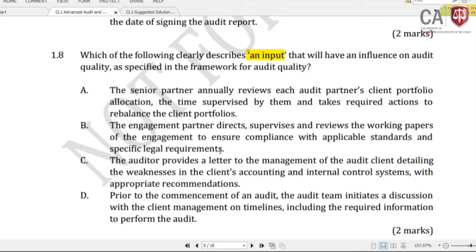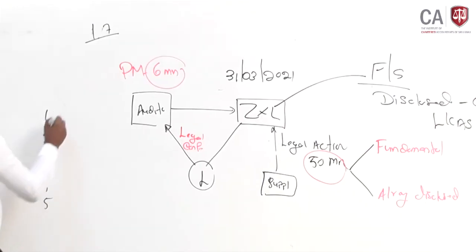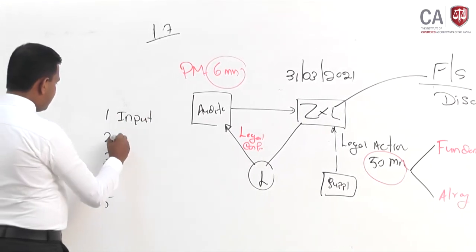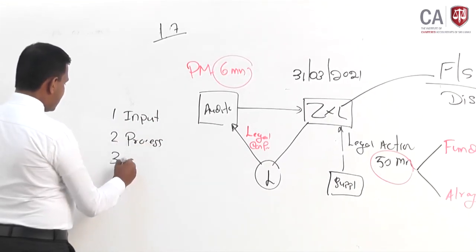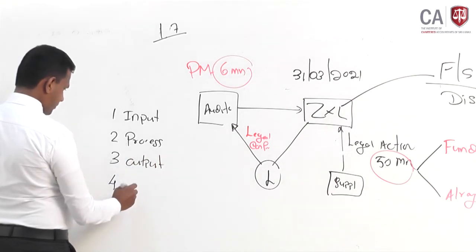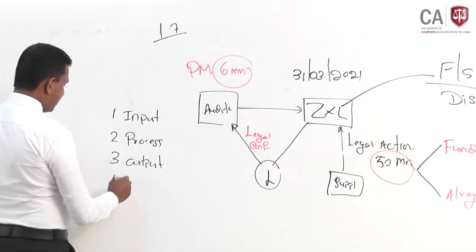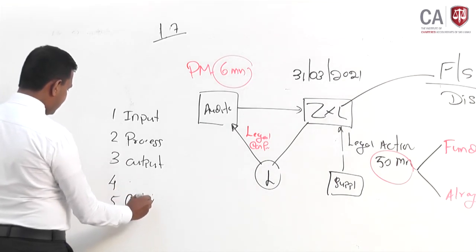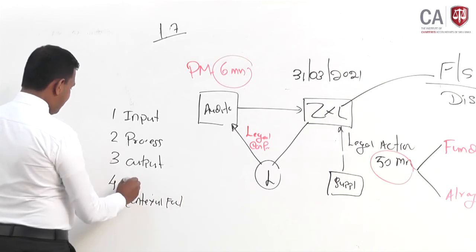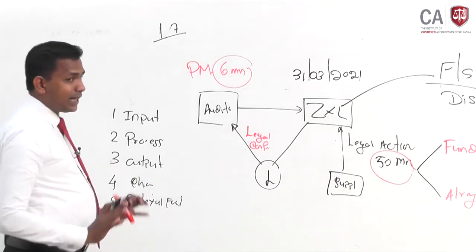We'll see the part B. The engagement partner directs, supervises and reviews the working papers of the engagement to ensure quality. So what I told you, now in quality control, basically you can see five activities: input, process, output, right? And we would say about the contextual factors, right? And people who are getting connected through the channels, right?